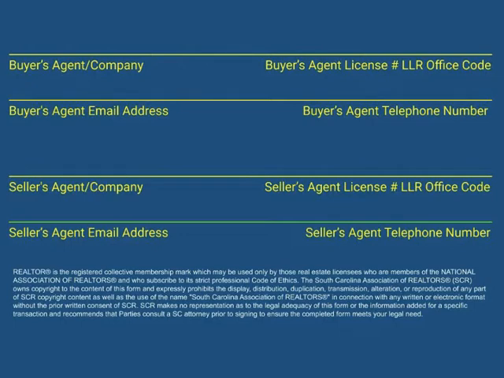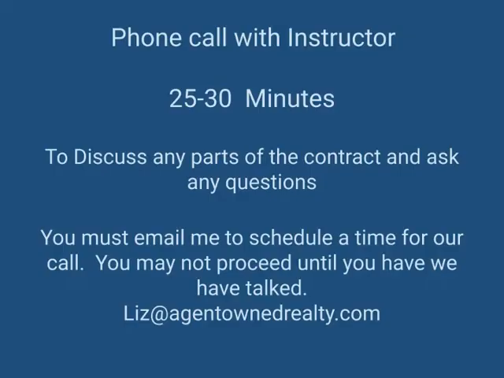The next section is for the seller, the same information: seller's agent and company, the seller's agent license number and the office code number, the email address and the telephone number. These things are important. For one thing, you want to make sure that the other agent's license has not expired, that they're legitimate. So it's important for you or anybody to be able to check that. So make sure you get this filled out correctly. And at the bottom, there's a paragraph saying that this form is copyright of the South Carolina Association of Realtors. That completes the contract itself.